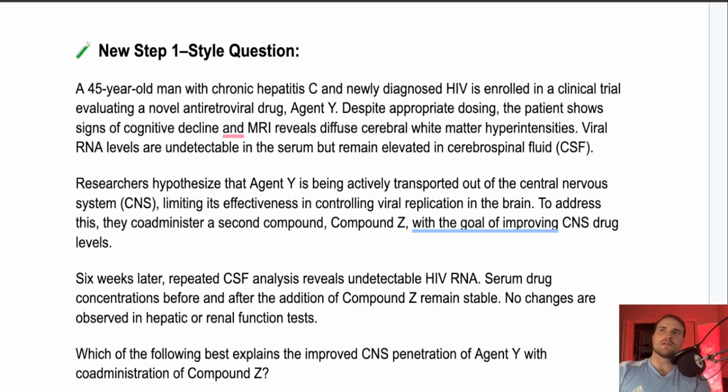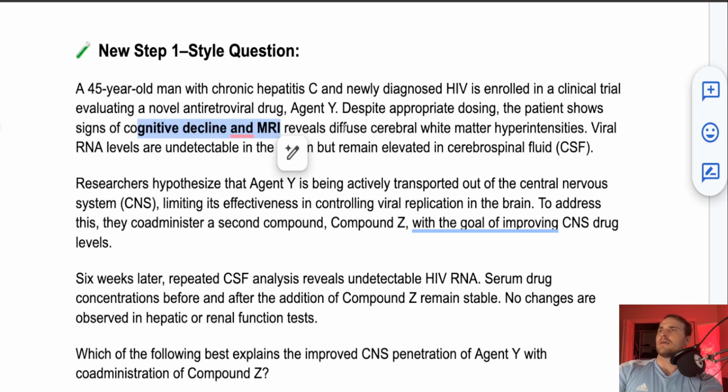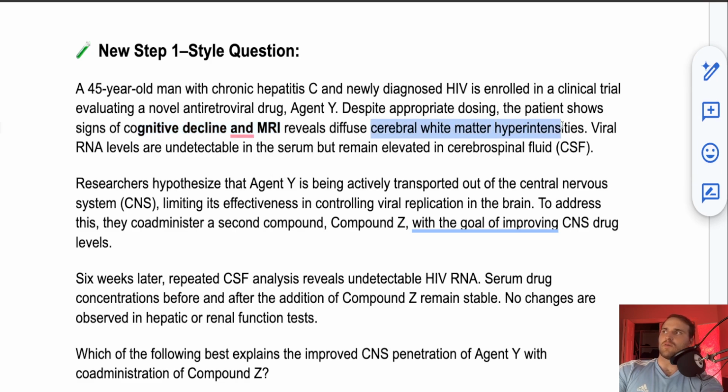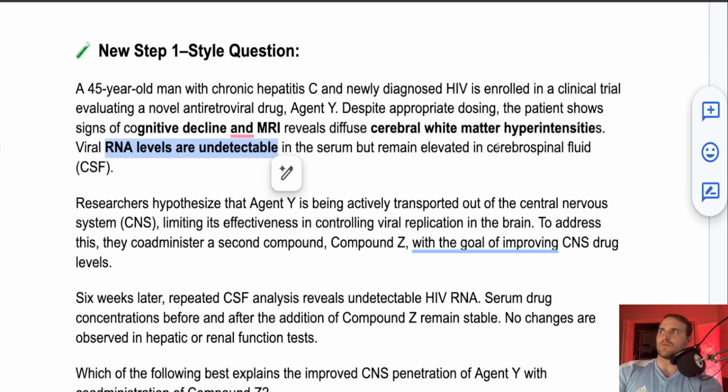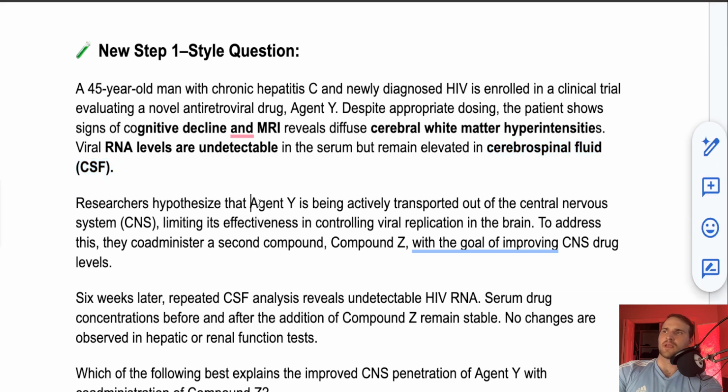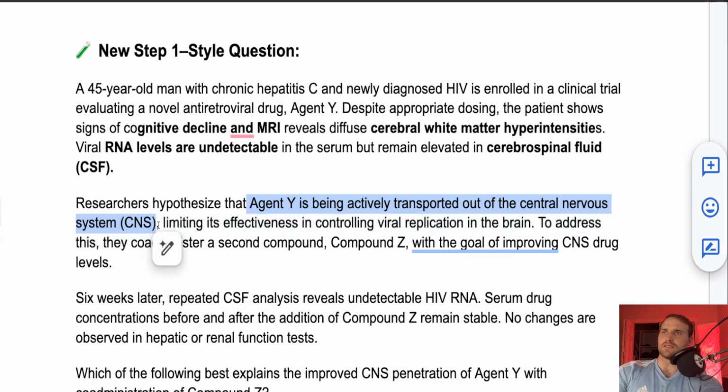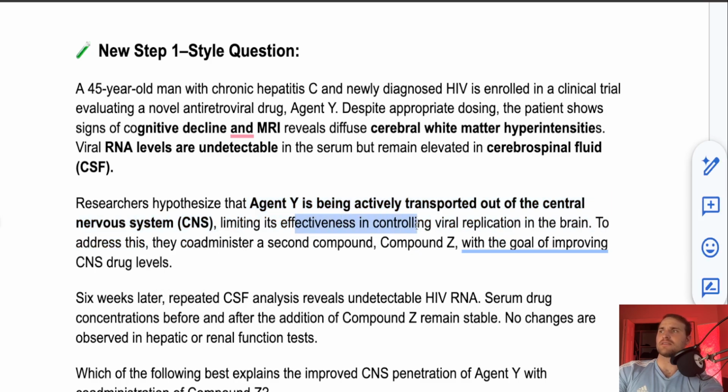All right, we got a step one question here. 45-year-old man, chronic hepatitis C, newly diagnosed HIV in a clinical trial. And despite the dosing, the patient shows signs of cognitive decline, and the MRI reveals cerebral white matter hyperintensities. The viral RNA levels are undetectable in the serum but remain elevated in the spinal fluid. Agent Y is capable of being transported out of the central nervous system, limiting its effectiveness.